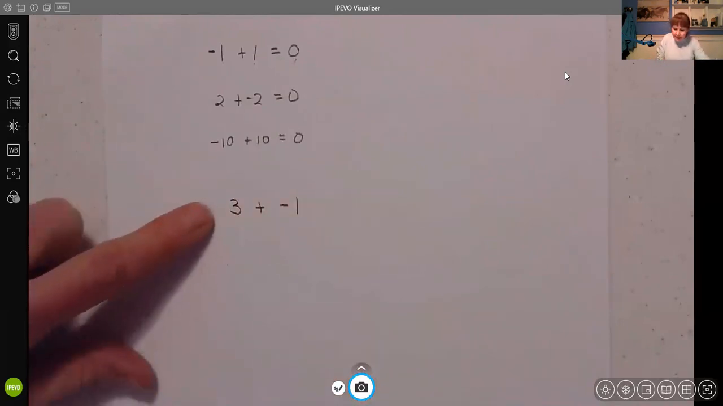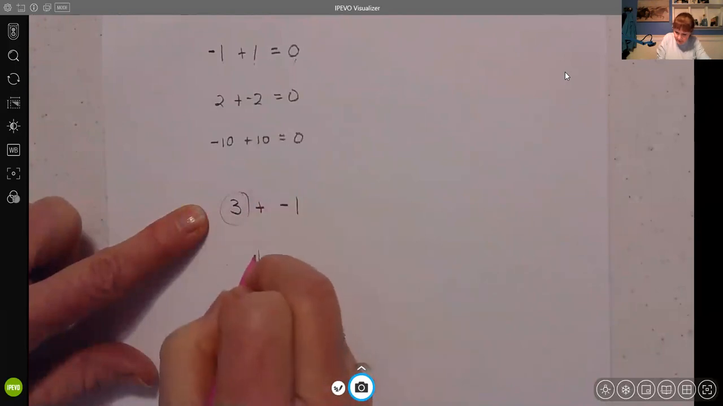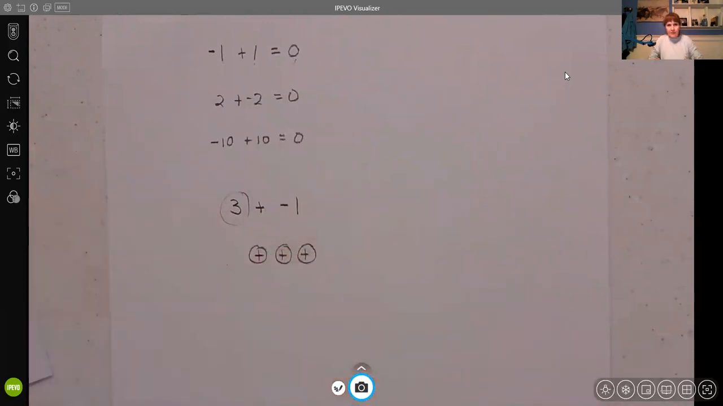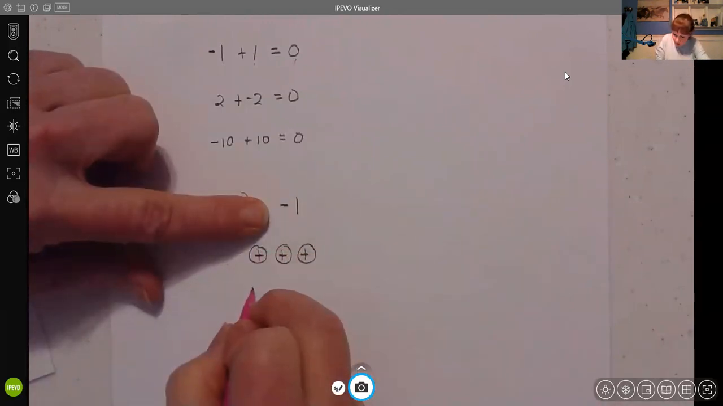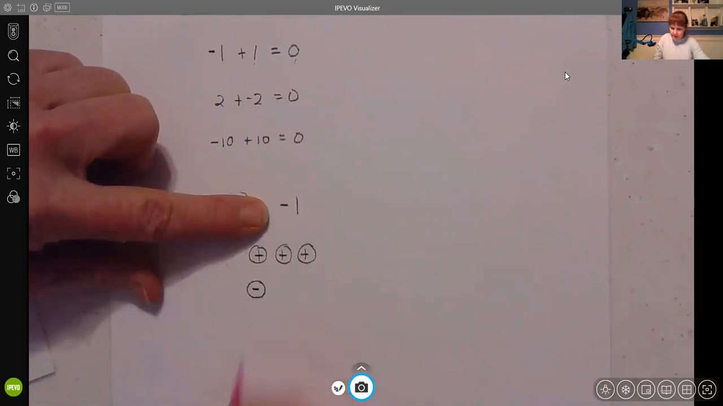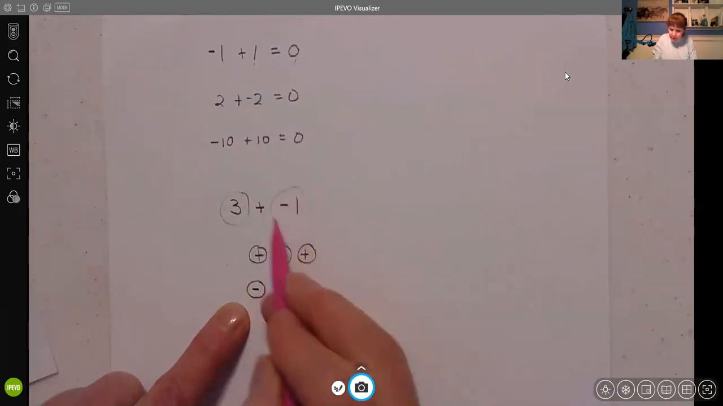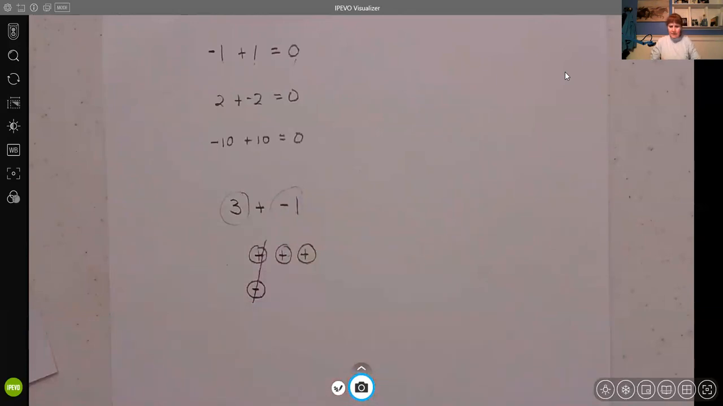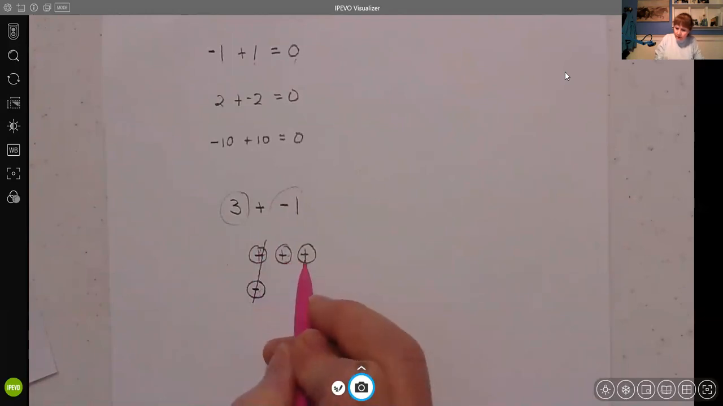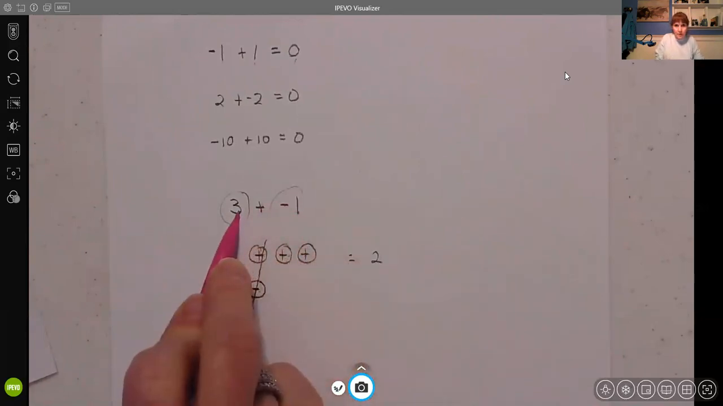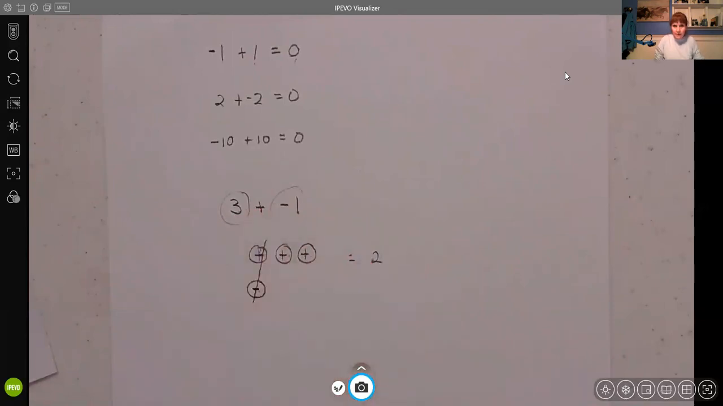Now, this means I have 3 positives. So I'll do these 3 positives. I'll just circle them like 3 positive discs. And I have a -1 disc. So I have 3 positives and 1 negative. The thing to remember is that these add up to 0. These cancel each other out. And so you're left with 2 positives. And there's your answer. So this negative is going to cancel one of those and leave you with 2 positives.